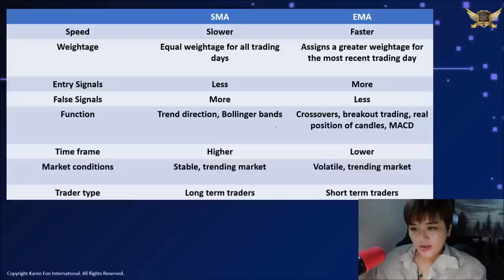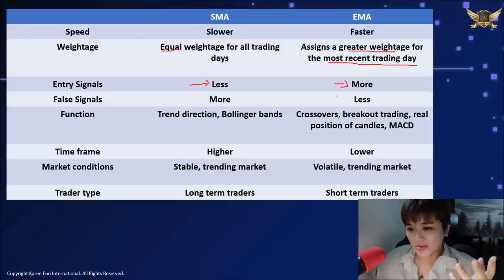To put it in a summary: the speed of SMA is slower, EMA is faster. Weightage: SMA gives equal weightage for all trading days. EMA assigns a greater weightage for the most recent trading day. That's why it reacts faster. SMA gives fewer signals but more accurate signals. Okay, EMA gives more signals but less accurate signals.